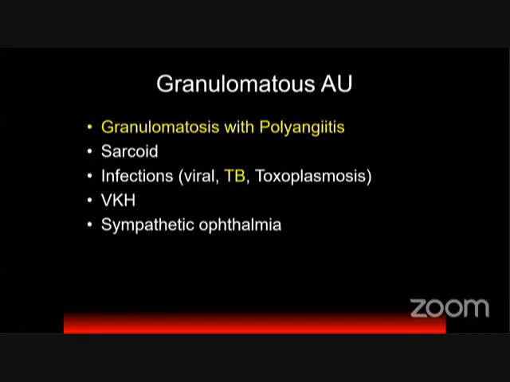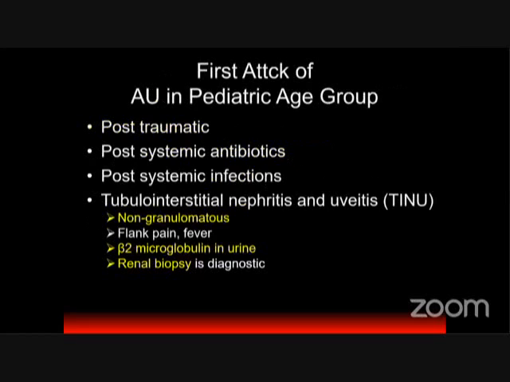With non-granulomatous uveitis, you might be more forgiving, but granulomatous is not. So with granulomatous uveitis, you have to be quite thorough about your history taking, because if you're looking at granulomatous with polyangiitis, it's a fatal disease. Okay, sarcoidosis. Infections are serious too. VKH is visually debilitating, and sympathetic ophthalmia, because you're looking at a single-eyed patient. You have to be very, very serious about the treatment.